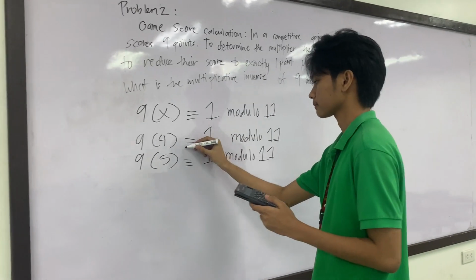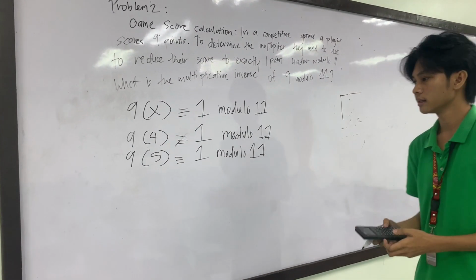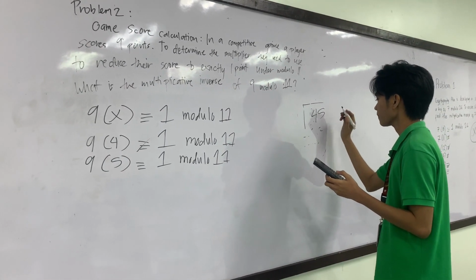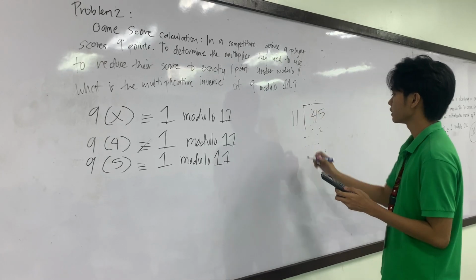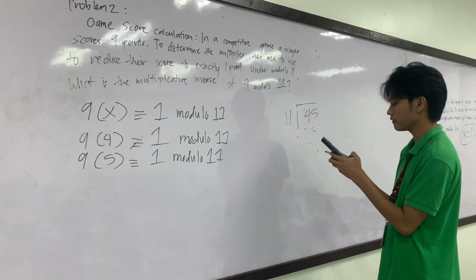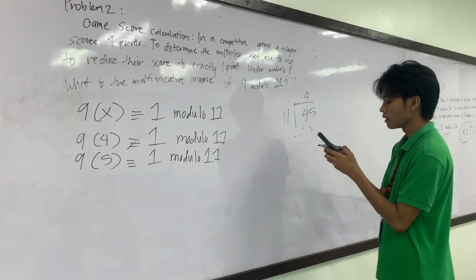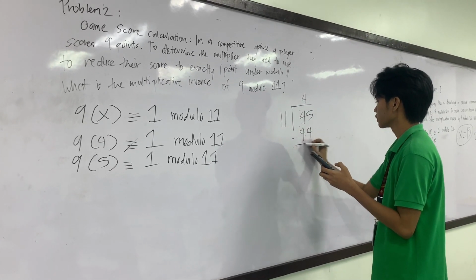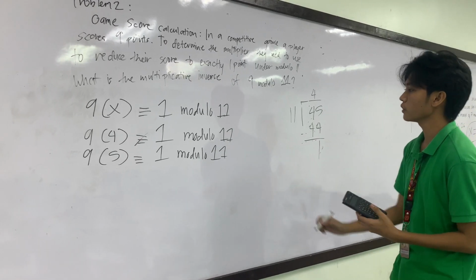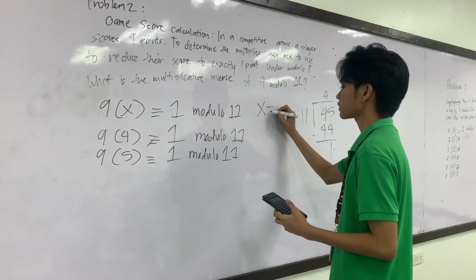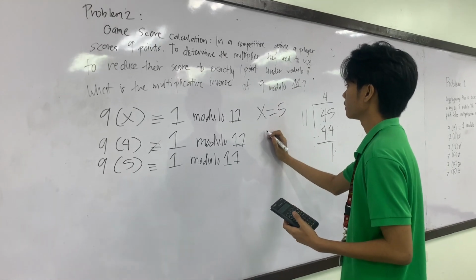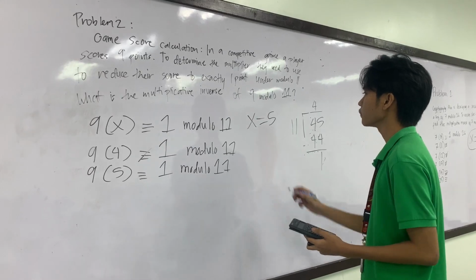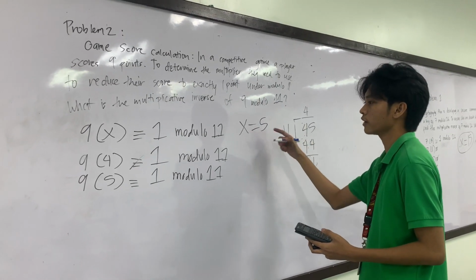Next is 5. 9 times 5 is 45. 45 divided by 11 is 4. 4 times 11 is 44. So we can get the remainder of 1. So the value of x is equal to 5. The multiplicative inverse of 9 modulo 11 is 5.